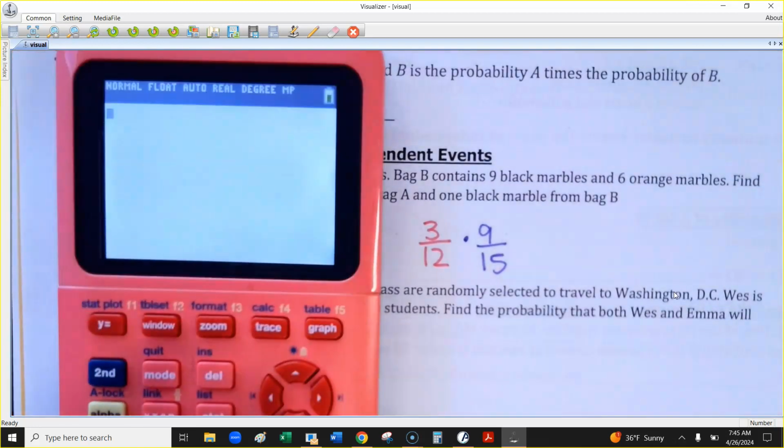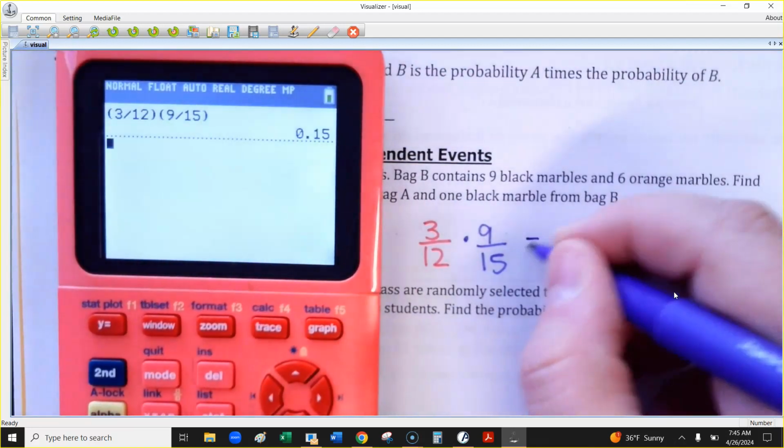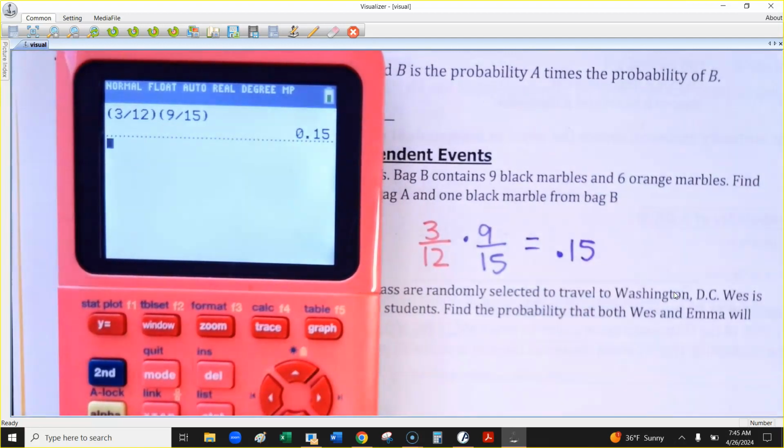It's completely up to you, whatever you're more comfortable with. I'm just going to be lazy and use my calculator here this morning. So this would be 0.15, and it doesn't specify how they want us to write the probability. So just in case, 0.15, that would be as a decimal.